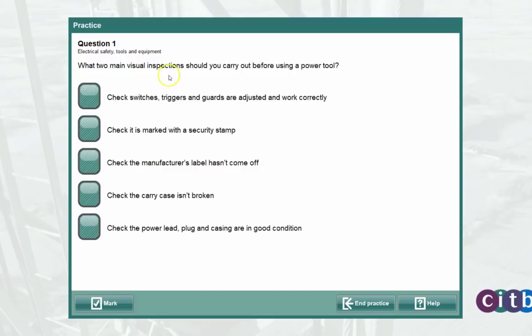What two main visual inspections should you carry out before using a power tool? Check switches, triggers and guards are adjusted and work correctly. Check it is marked with a security stamp. Check the manufacturer's label hasn't come off. Check the carry case isn't broken. Check the power lead, plug and casing are in good condition.